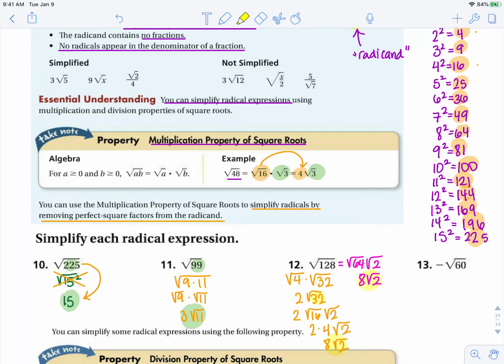So it's in your best interest to see if you can find the largest perfect square first instead of just the first one that you see. But if you only see a smaller one, always continue to check radicands to simplify.